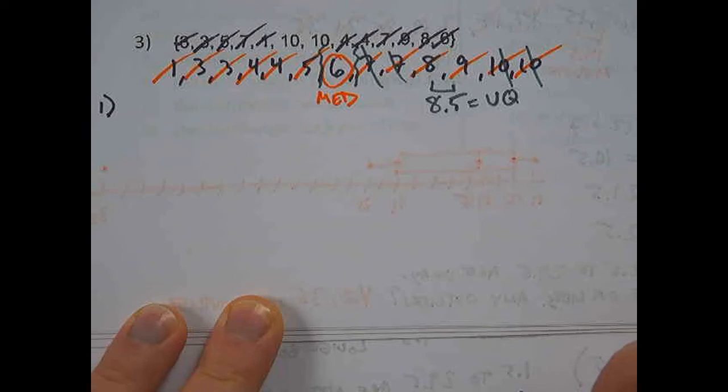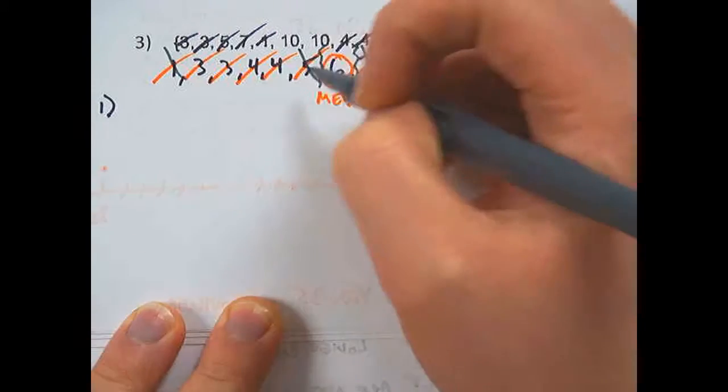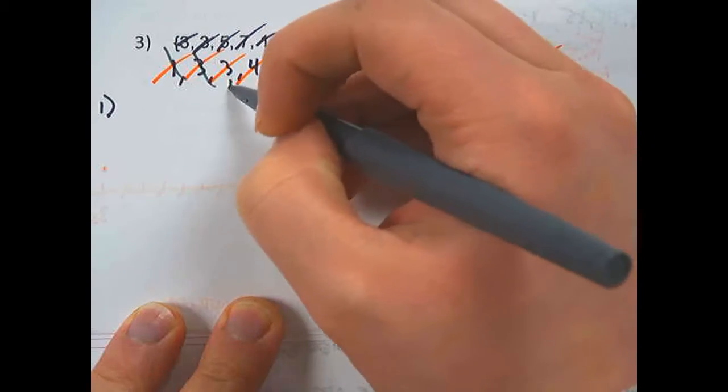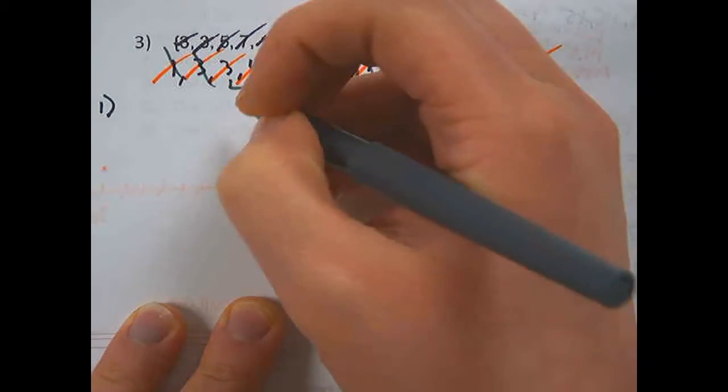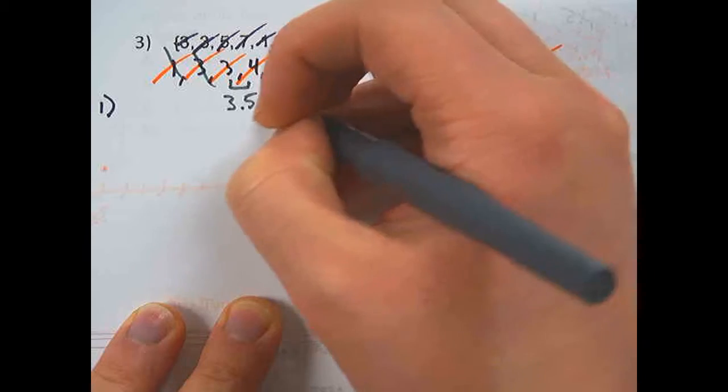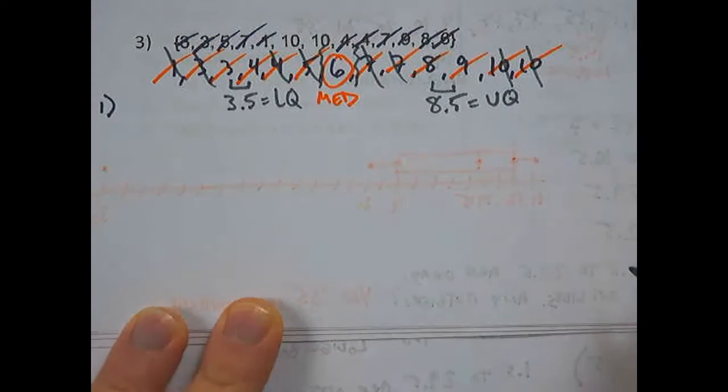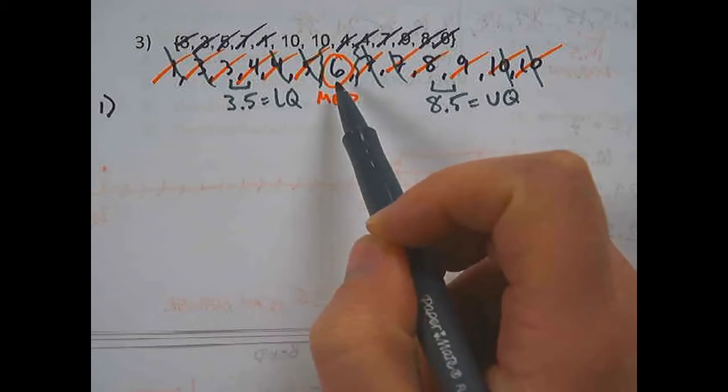Then we're going to do the same thing on the bottom half, crossing off the ends. We get 3 and 4 in the middle here. So 3.5 is going to be our lower quartile. Okay, so there's step 1. We've got our lower quartile, we have our median, and we have our upper quartile.